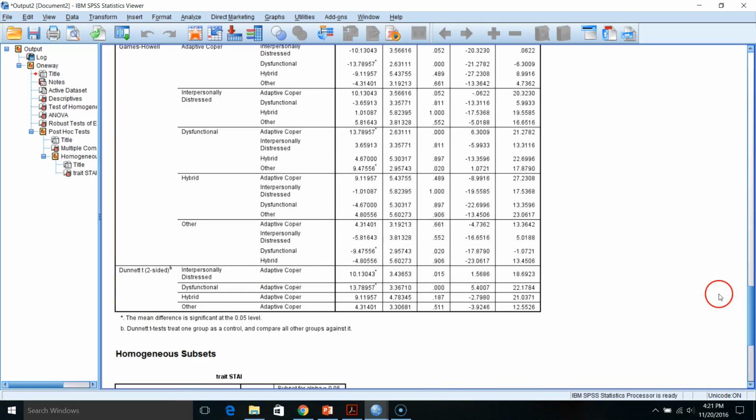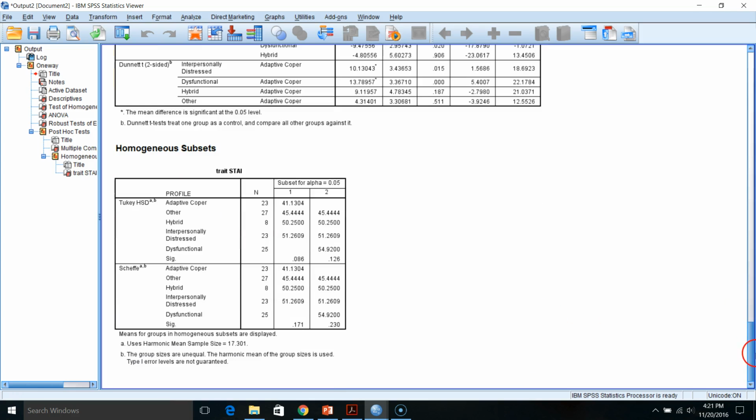Our final test here is our Dunnett's. Again, remember, Dunnett's is just we're choosing a control group. Here are adaptive copers, and we're comparing all of our other groups against our control group. And here we see a difference between adaptive and interpersonally distressed, a difference between adaptive and dysfunctional, and then our adaptive versus hybrid, adaptive versus other aren't changing around a whole lot. Okay, so a nice test if you just want to compare all your other groups to a control group. Otherwise, may not be super helpful.